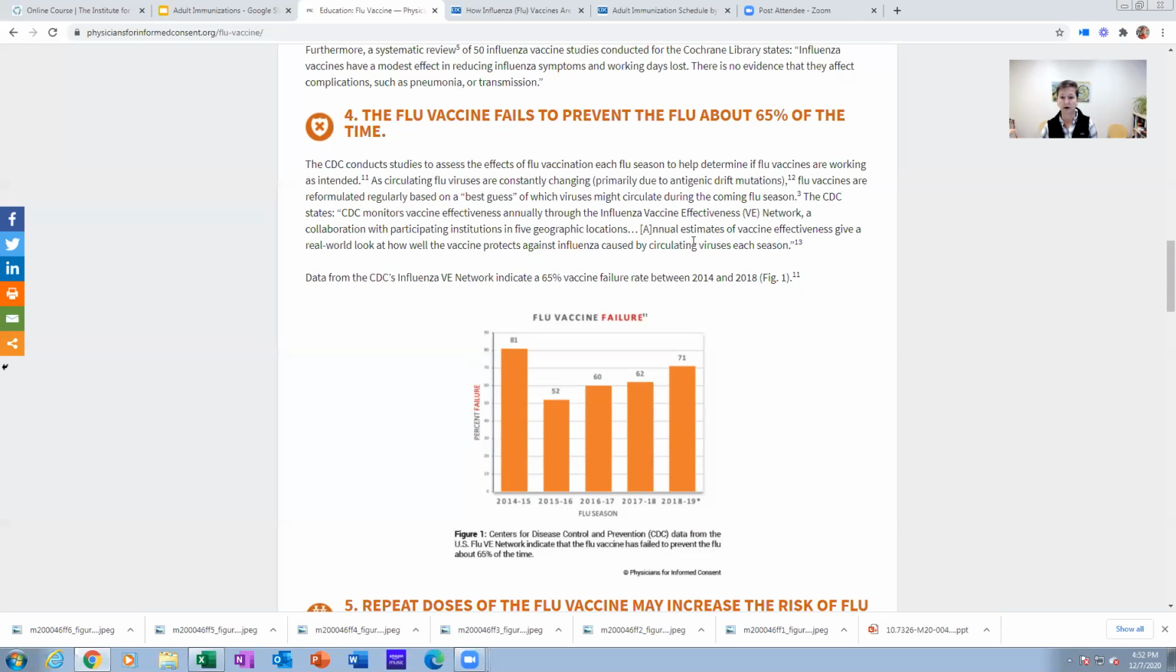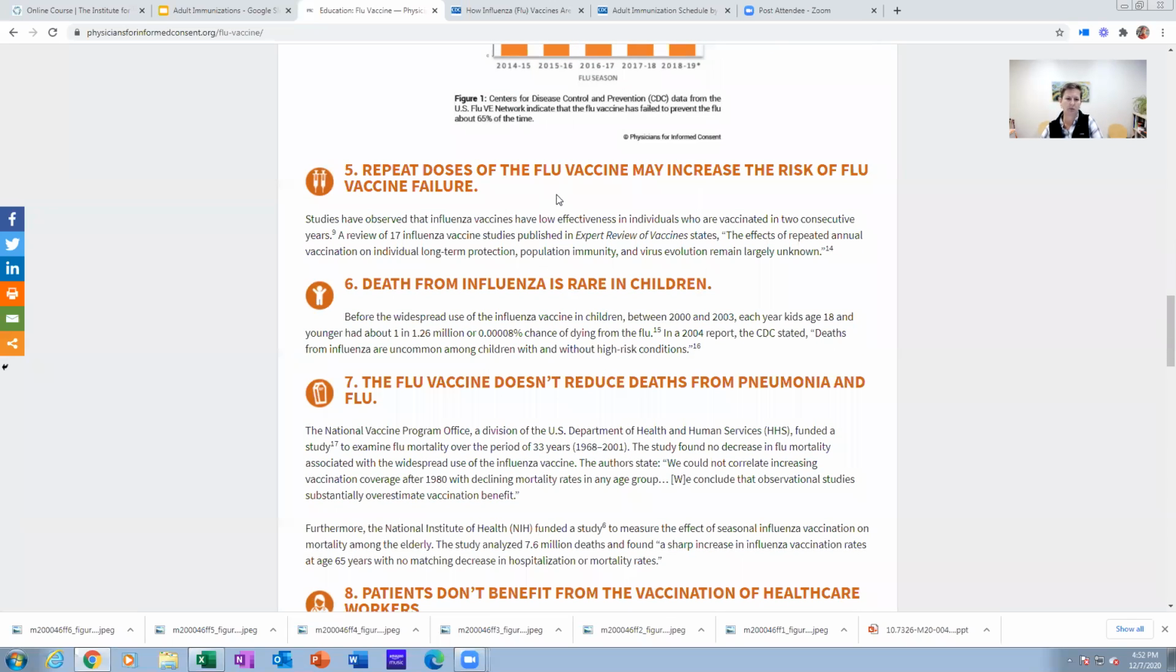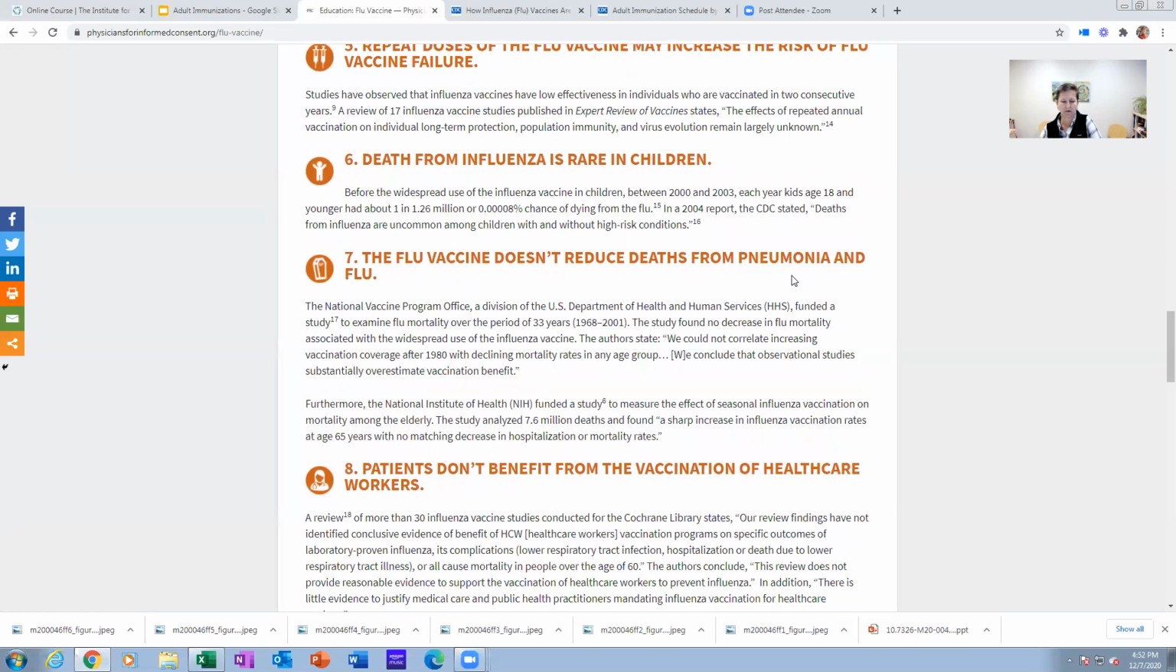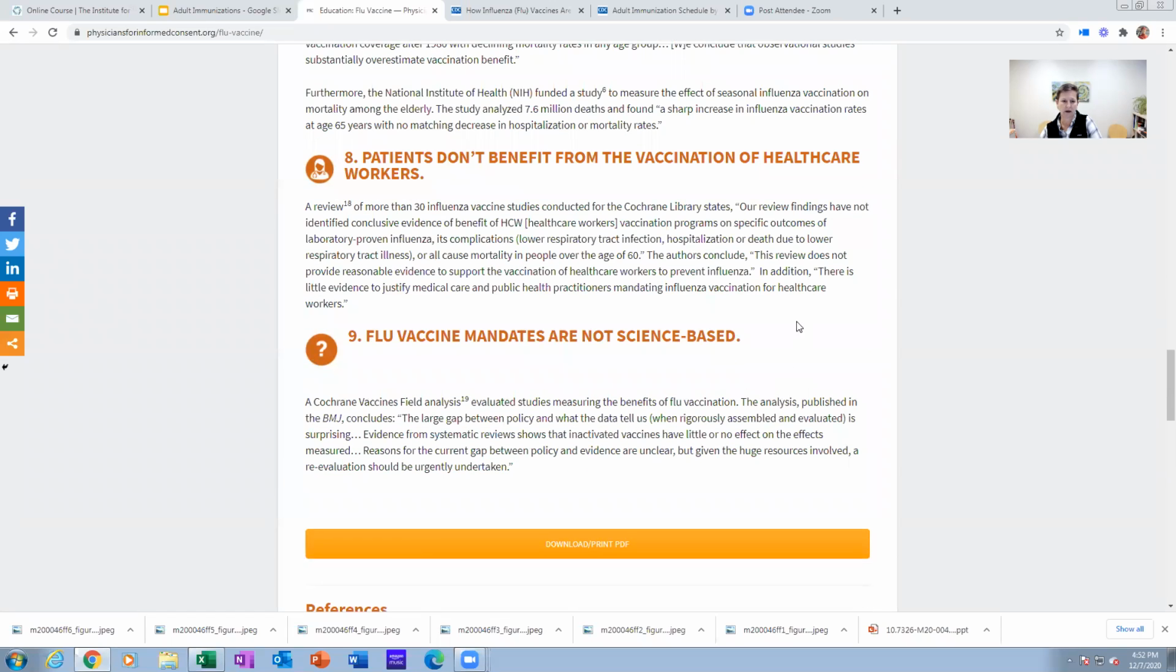I think everybody knows about the flu vaccine effectiveness. That can be anywhere from 30 to 50% effective in a given year, and that's because we have to really kind of guess what it's going to be this year. And there's no shortcut around that. There is question that repeated doses of flu vaccine can actually increase the risk of it not working well. Death from the flu is rare in kids. It doesn't reduce the death from pneumonia and the flu. Not in studies, it doesn't bear out.